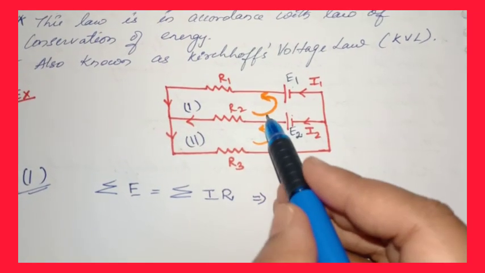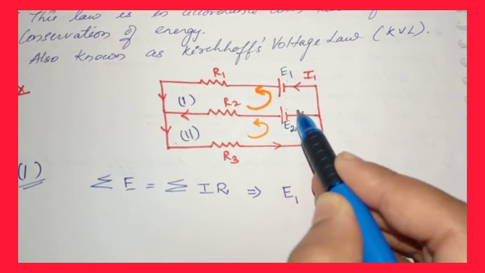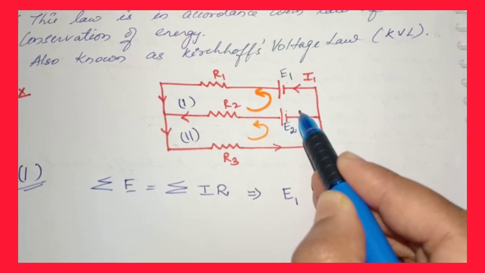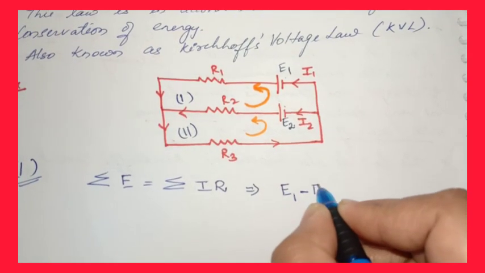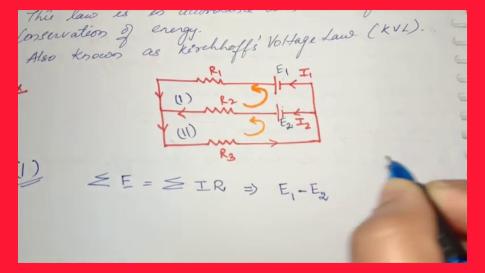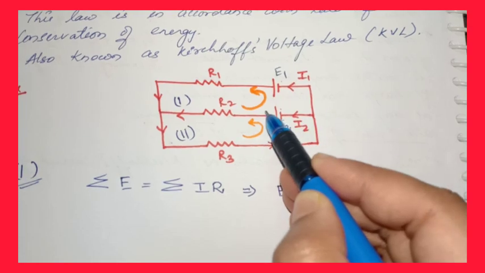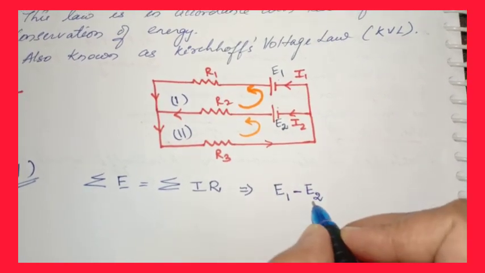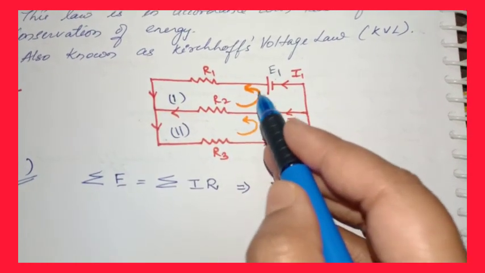And you can see along my direction if I go, for the second cell or second EMF, my direction is from plus to minus of the second EMF. So this becomes negative, that is minus E2, because when I am going along my direction, the direction is showing from plus to minus, that's why the EMF is taken to be negative. So both the EMFs of the first loop are written.